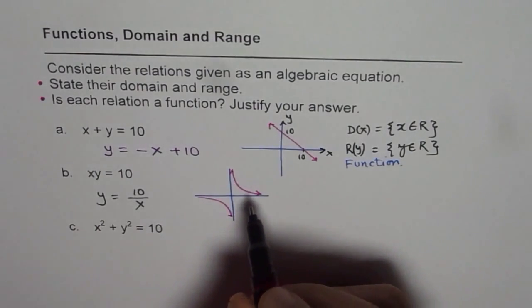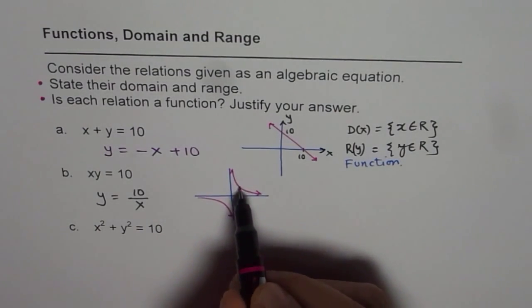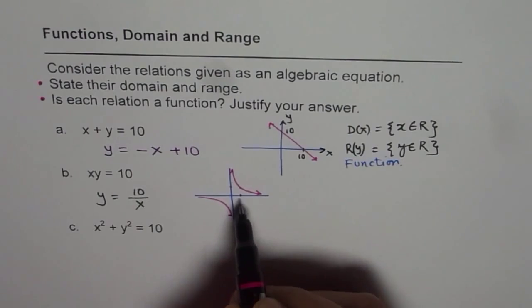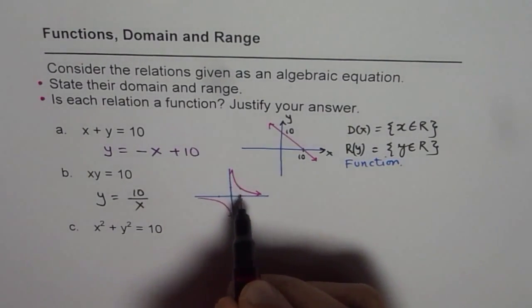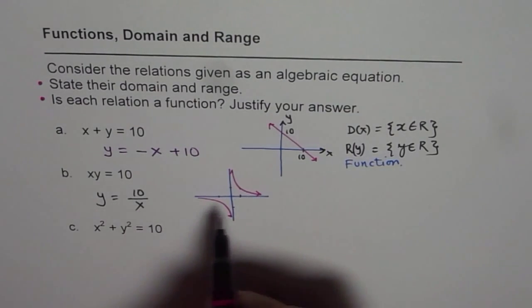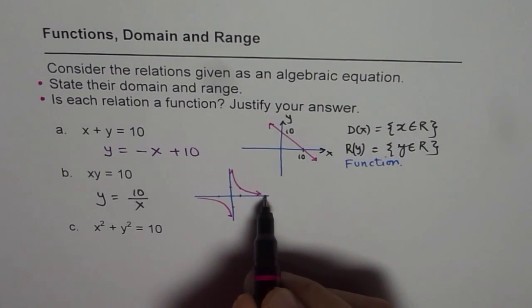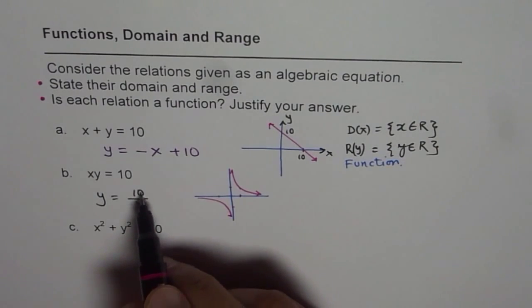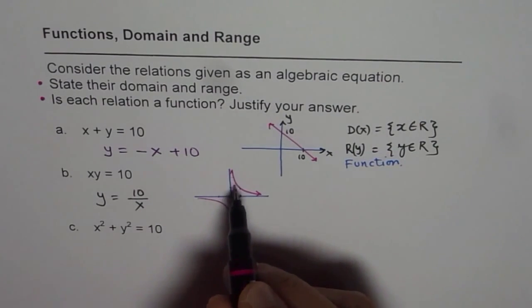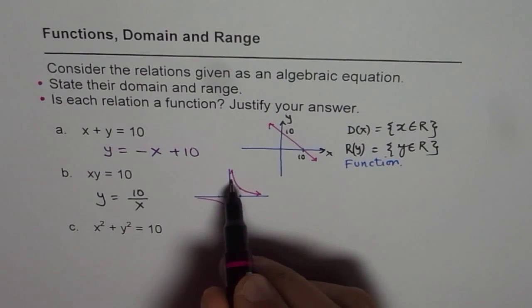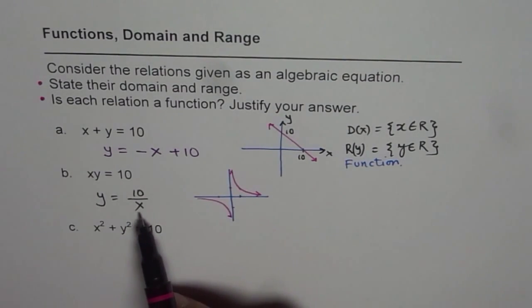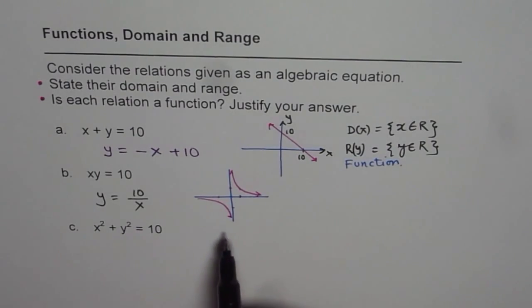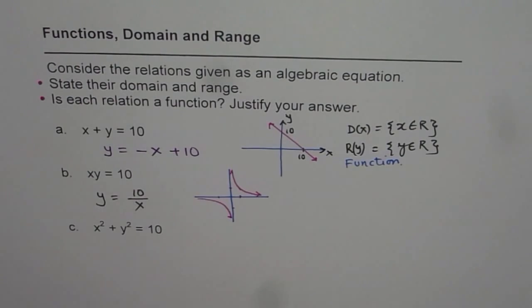So if you take different values of x, if the x value is 1, y will be 10 in this case, right? If the x value is very large, then the y value will be approaching 0. If x is approaching 0, then 10 over 0 will be infinite, or x very, very close to 0 will give us a high value. If x is negative, then we'll get y as a negative value. So that is how this relation can be graphed.